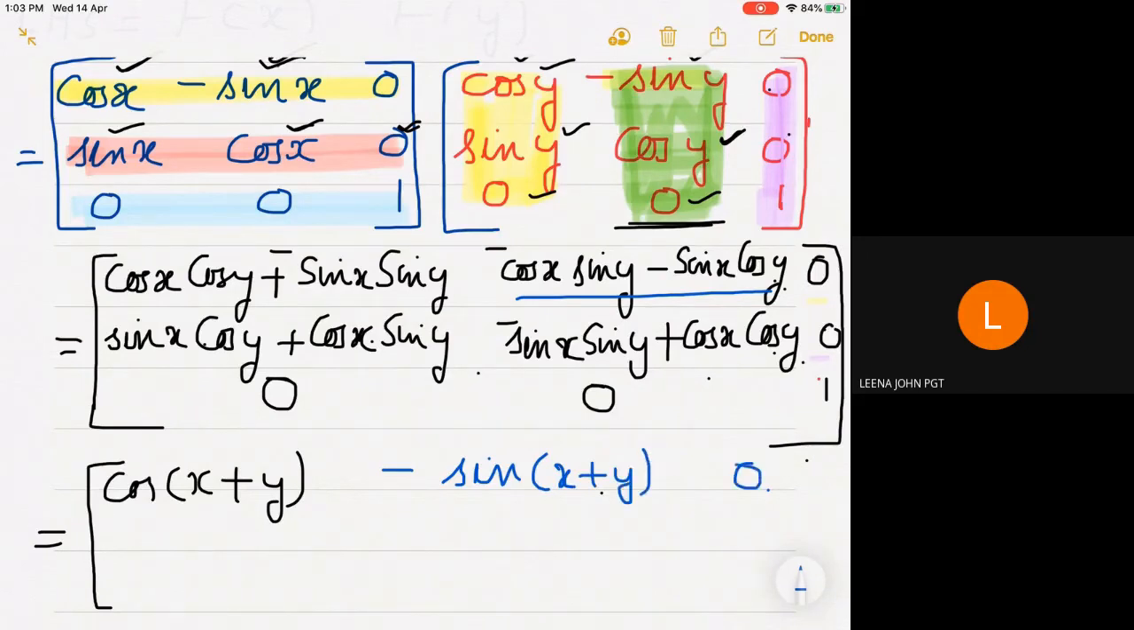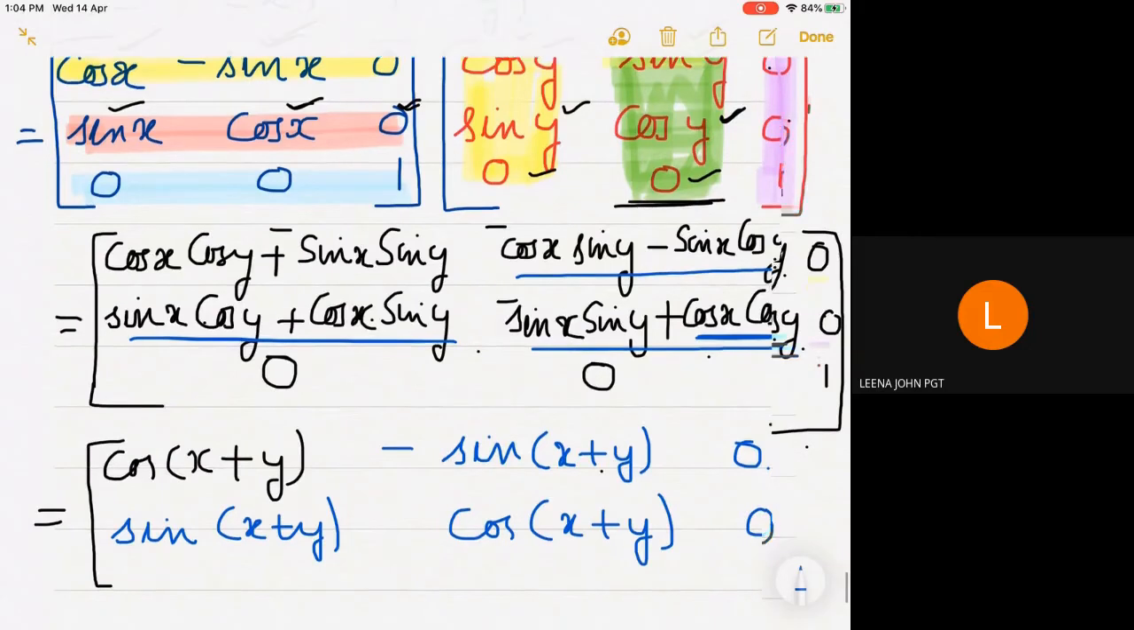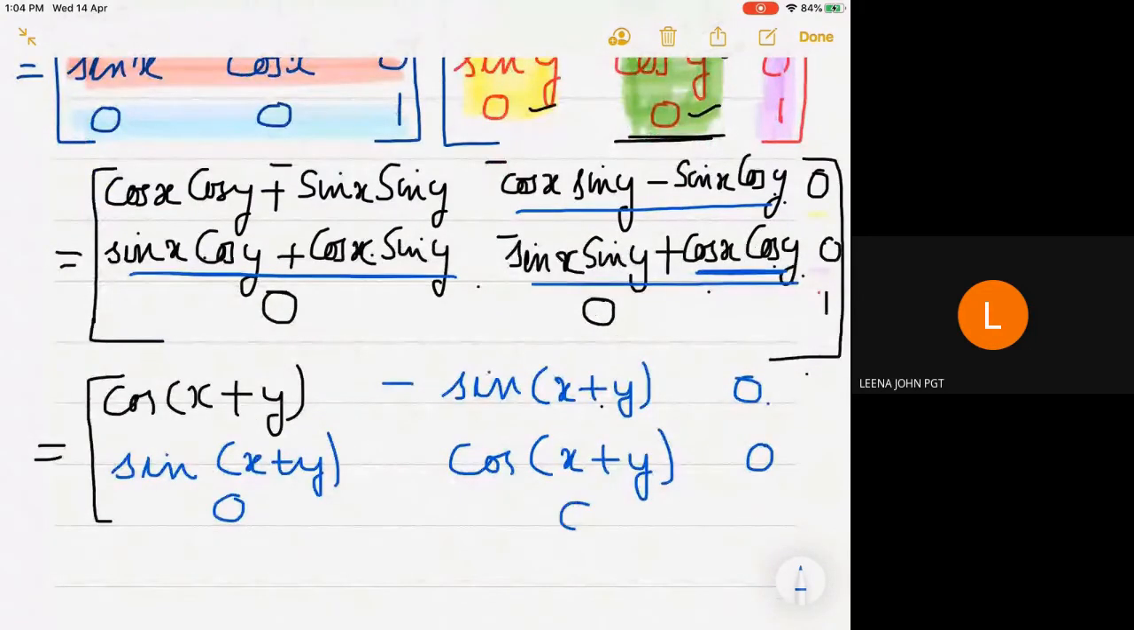The final is 0. And this one is sin x cos y plus cos x sin y. So it is also sin of x plus y. And this one, cos x cos y minus sin x sin y, is cos of x plus y. And here it is 0, then 0, 0, 1.